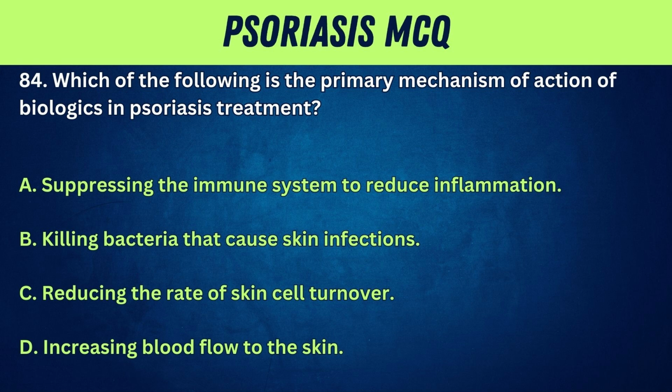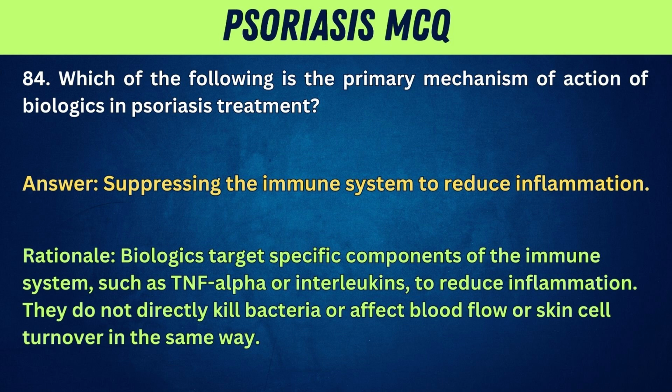84. Which of the following is the primary mechanism of action of biologics in psoriasis treatment? A. Suppressing the immune system to reduce inflammation. B. Killing bacteria that cause skin infections. C. Reducing the rate of skin cell turnover. D. Increasing blood flow to the skin. Answer: suppressing the immune system to reduce inflammation. Rationale: biologics target specific components of the immune system, such as TNF-alpha or interleukins, to reduce inflammation. They do not directly kill bacteria or affect blood flow or skin cell turnover in the same way.